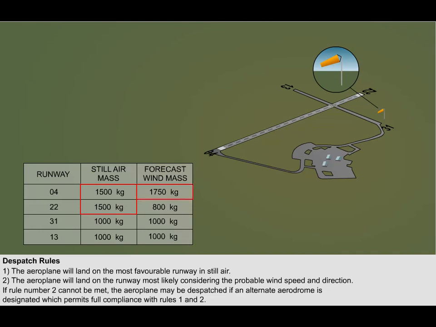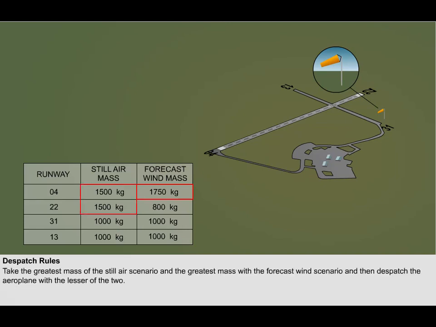Now we need to consider what to use as the dispatch mass of the aeroplane. If the aeroplane was dispatched at 1,750 kilograms mass, and then on arrival at the airfield, the wind was less than forecast, the aeroplane would not be able to land. Therefore, the aeroplane must be dispatched with a mass of 1,500 kilograms. Dispatching the aeroplane with this mass would mean that, no matter what wind conditions prevail at the destination airfield, the aeroplane will have a mass which will allow it to land at the airfield.